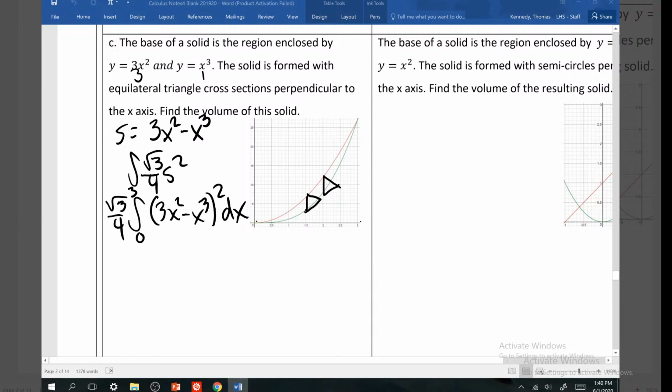Now we just expand out the squared to integrate it. So if I FOIL this out, I get 9x to the 4th minus 6x to the 5th for the two middle terms. They're each 3x to the 5th, plus x to the 6th.